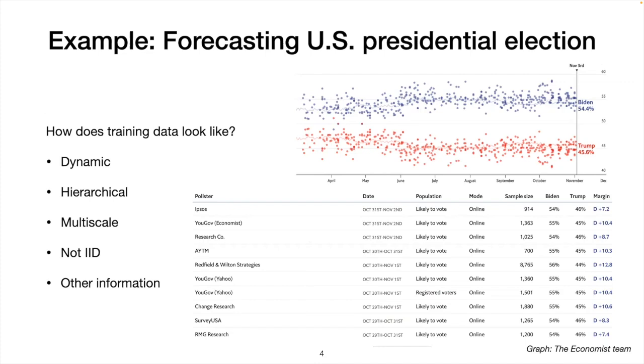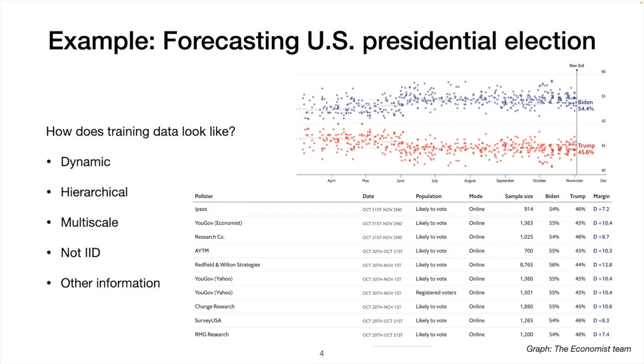So it's dynamic. It's not independent, and it's also hierarchical because we have polling results from different states. And it's also hierarchical because they come from different polling houses, and each polling company has a different target audience. So it's not IID. And also it's multi-scale because you have polling at the national level, at the state level, even at the county level.